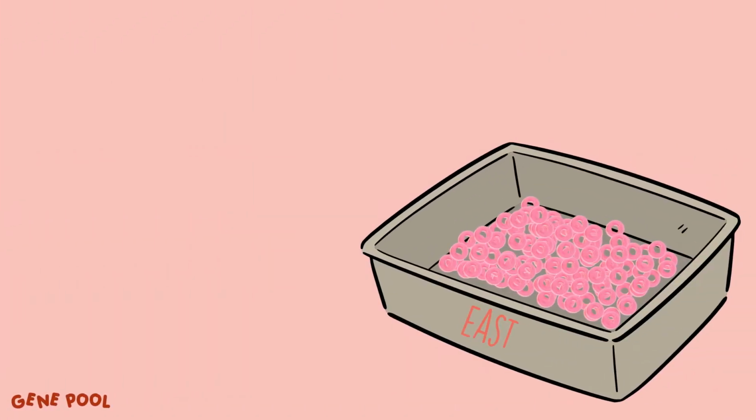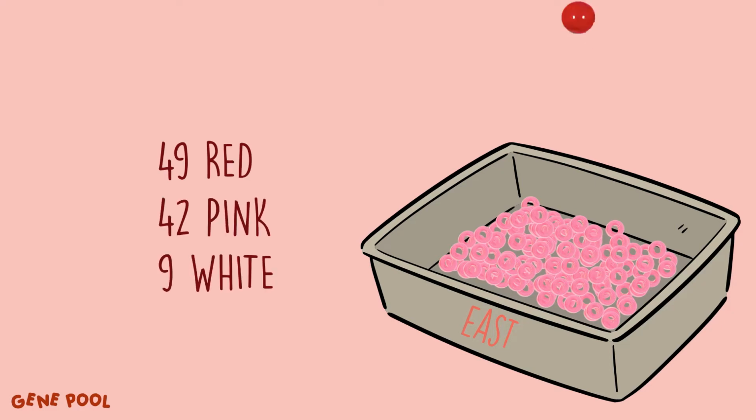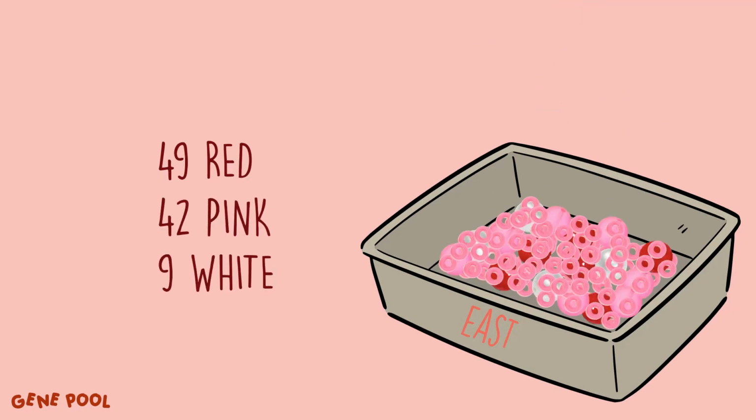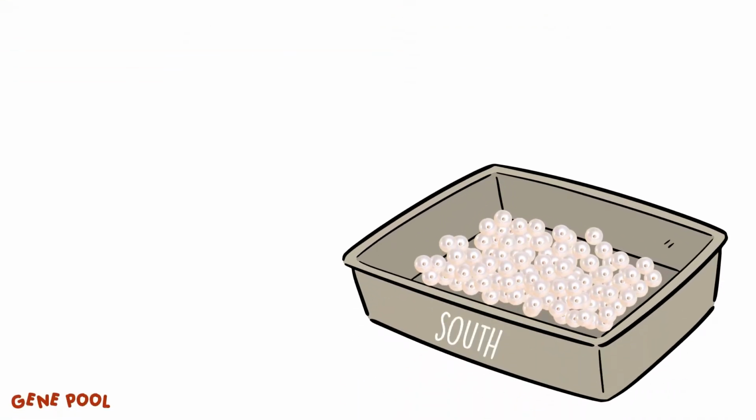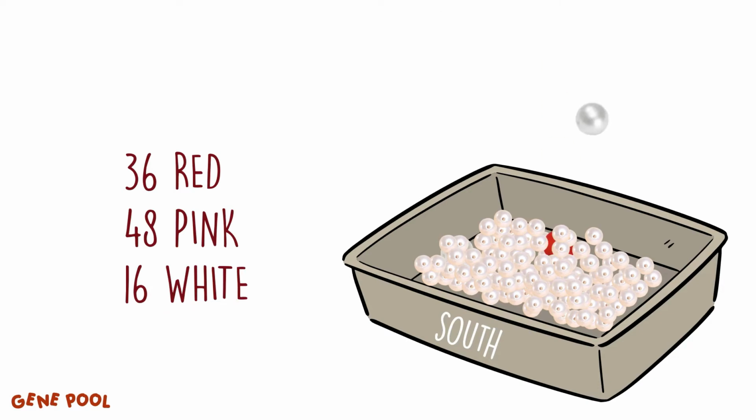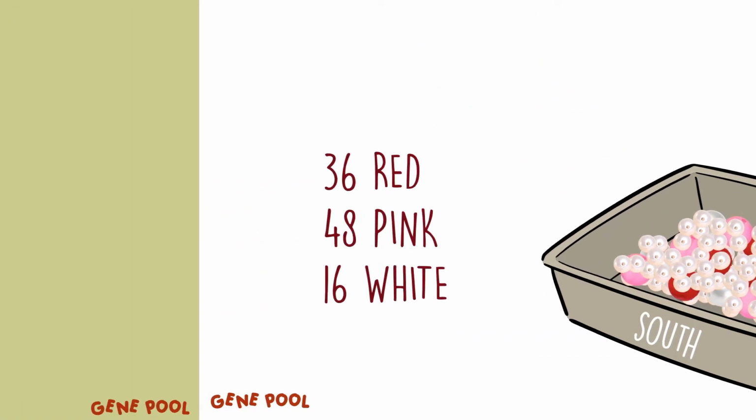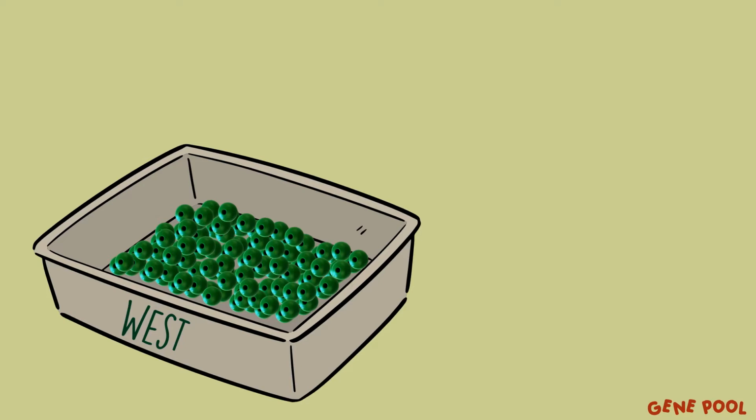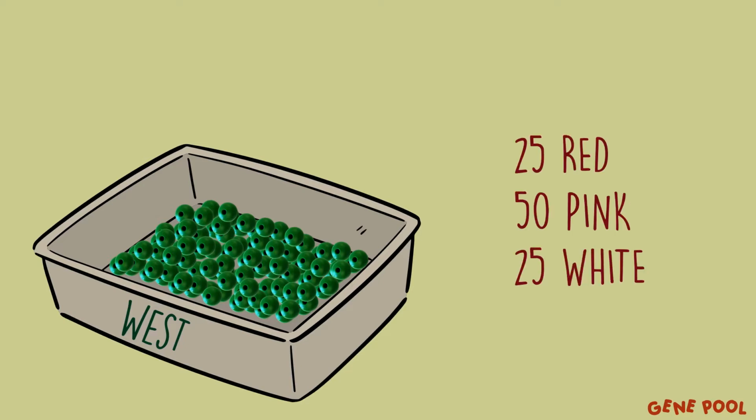In the east, add 49 red, 42 pink, and 9 white gravel divers. In the south, add 36 red, 48 pink, and 16 white gravel divers. In the west, add 25 red, 50 pink, and 25 white gravel divers. Record the count of each color in each gravel location. Calculate the genotype and allele frequencies of each gravel diver population per geographic gravel location.